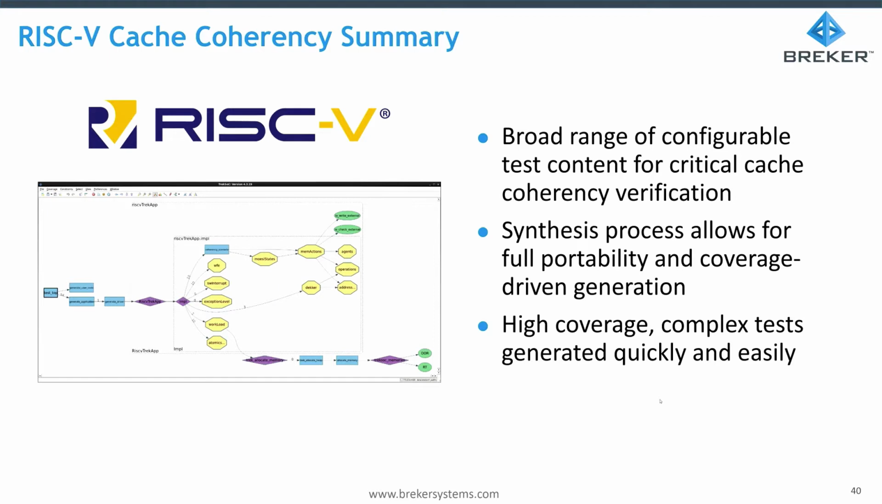So to summarize, cache coherency is becoming a major problem for RISC-V based SoCs, especially the larger ones. We're using planning algorithms to synthesize test cases for such systems, and so far the results are showing very, very high coverage for very complex scenarios, allowing us to find and correct bugs much sooner.